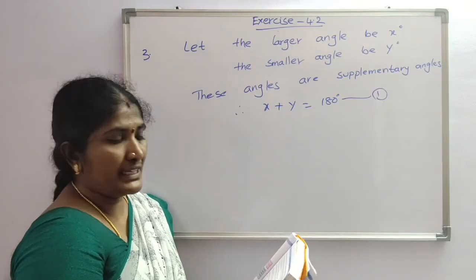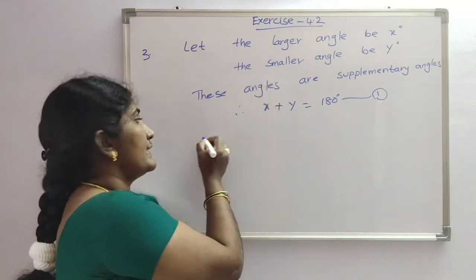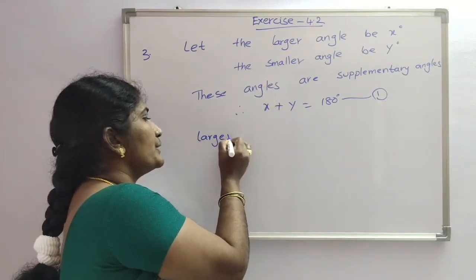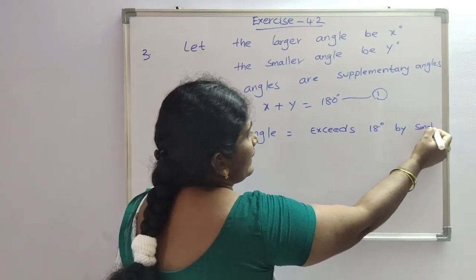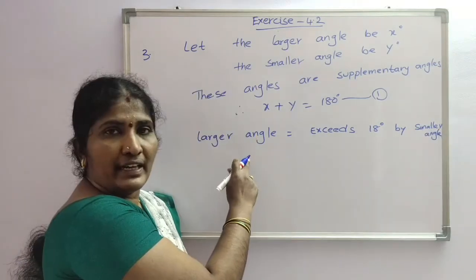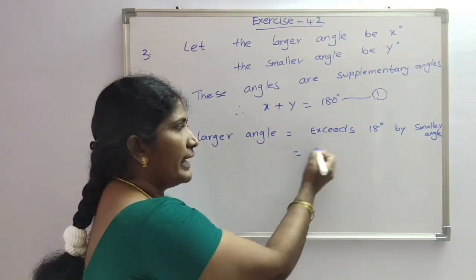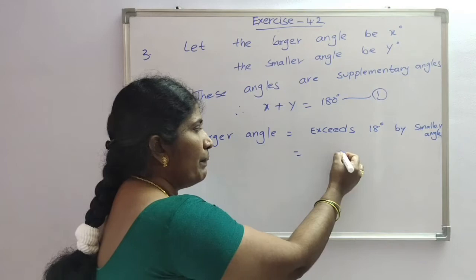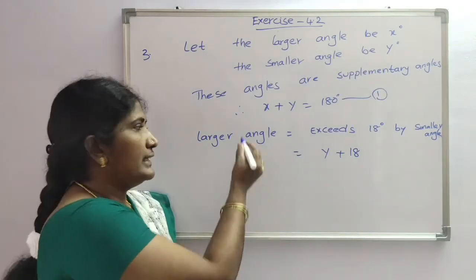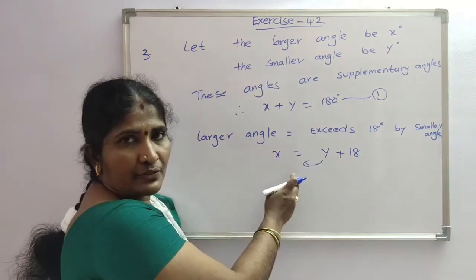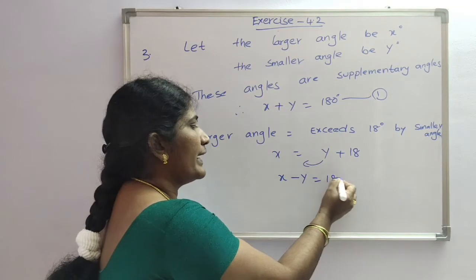Next, they gave one condition. The larger angle exceeds the smaller by 18 degrees. Exceeds means more, plus 18. The smaller angle is y, so y plus 18. The larger angle is x. From here onwards, frame the equation: x minus y is equal to 18.